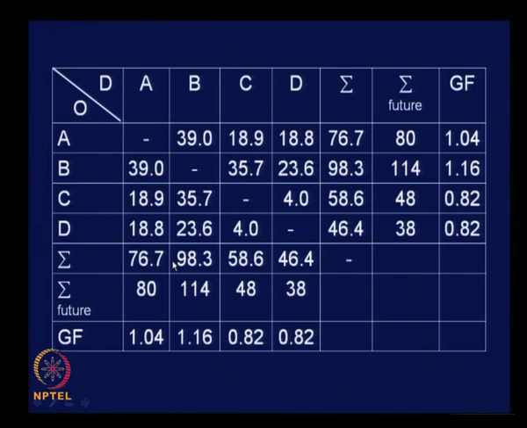Then based on the calculated trip origin values and destination values, arrive at the corresponding growth factors. You get 80 by 76.7 as 1.04 and so on, 1.16, 0.82, 0.82. Similarly, we get the same numbers on the other side because we maintain the symmetry. That is how these growth factors are the same on both sides. Now take these growth factors and proceed with the subsequent iterations.